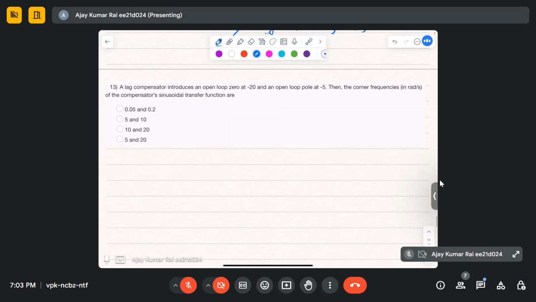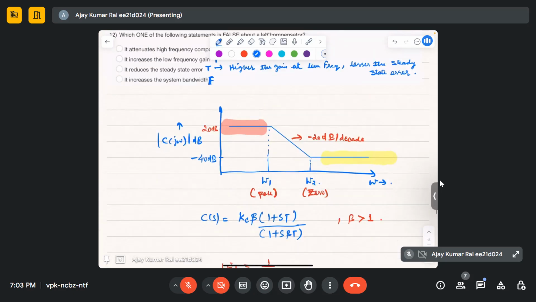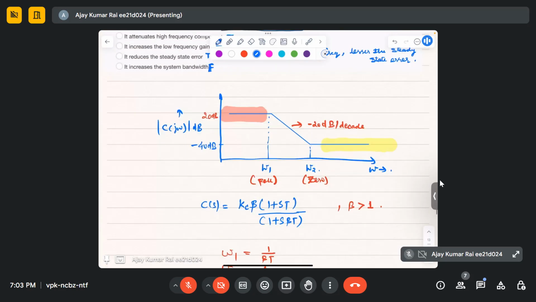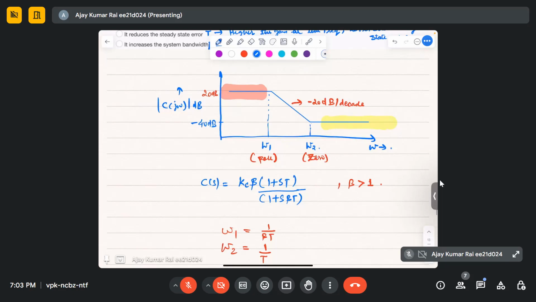Okay, 13th question will go. A lag compensator introduces an open loop pole, sorry, an open loop zero and an open loop pole. Then the corner frequencies of the compensator sinusoidal transfer function are, so from the Bode plot also, right? What is pole? Omega 1 was pole, right? And omega 2 was zero.